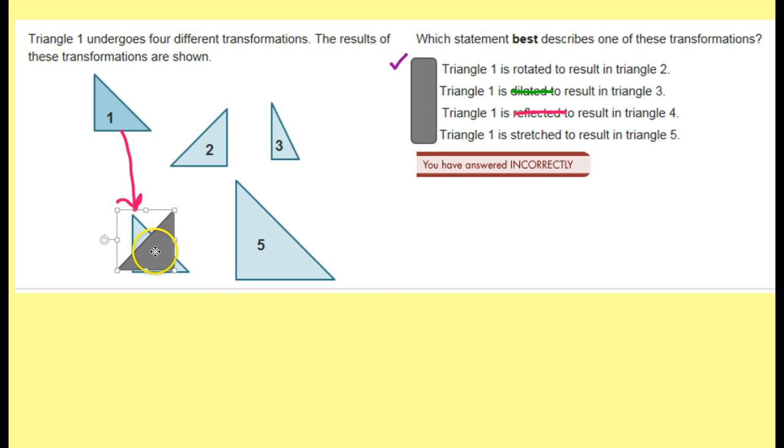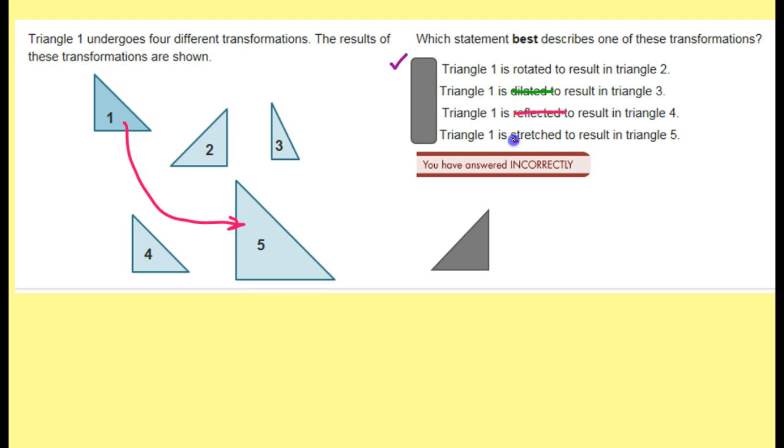If triangle 4 looked like this, now it could be a reflection because of the way it's backwards. Like this could be the mirror image here. So it could be a reflection if it was this shape, but it's not a reflection. Triangle 1 is stretched to result in triangle 5.